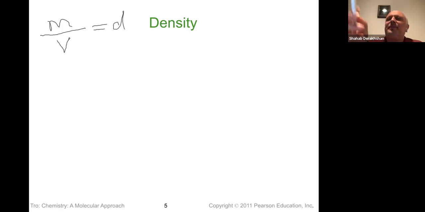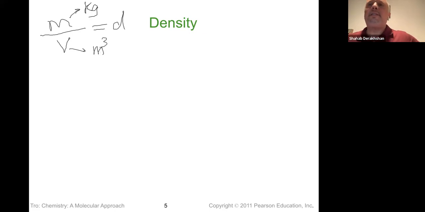So for mass, we know the unit is kilogram or gram, depending on what unit you want to report. But in scientific community, we talk about kilogram. And when we are talking about volume, we are talking about cubic meter. So I want you to note here that even volume is not a fundamental unit. So when I'm talking about volume, I want you to think about an object which is cubic.